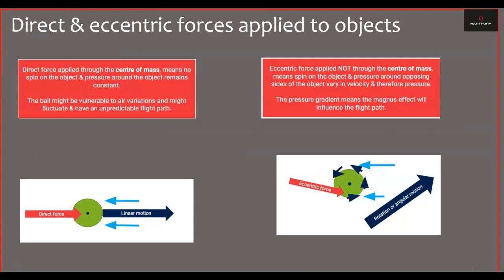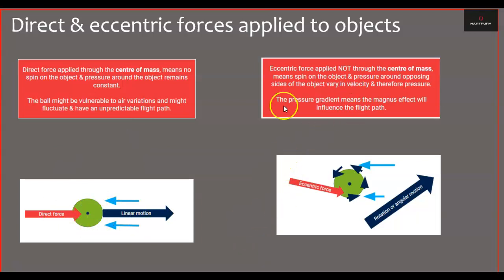Okay, so looking into this in more detail, we've got direct and eccentric forces applied to objects. So if we've got direct force, that means the force is applied through the centre of mass, and it means there's no spin on the object and pressure around the object remains constant. So the ball might be vulnerable to air variations and might fluctuate or have an unpredictable path. So that's if we're not spinning the ball. It could mean that the ball is affected by air resistance.